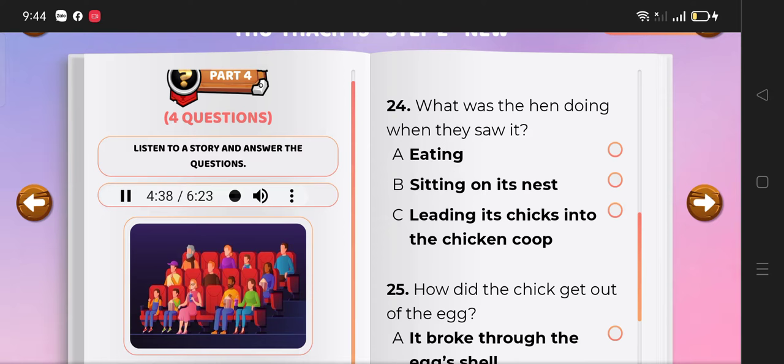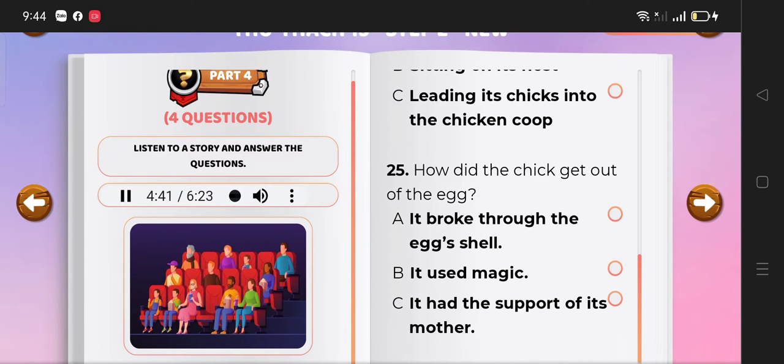Number 25. How did the chick get out of the egg? A. It broke through the egg's shell. B. It used magic. C. It had the support of its mother.